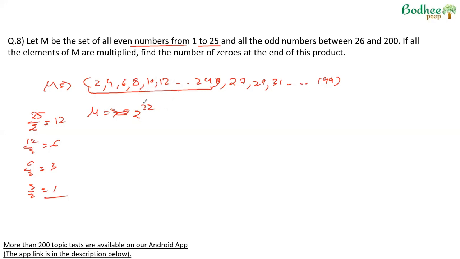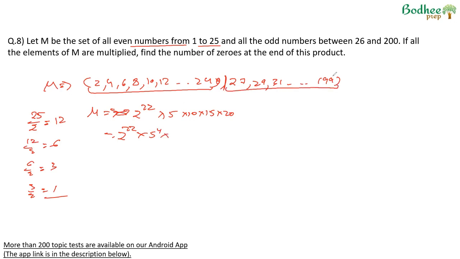Then we look for power of 5s. Now for 5, from 1 to 24, we will have 5, 10, 15, and 20. That's about it. So this gives us 2 raised to power 22 into 5 raised to power 4.